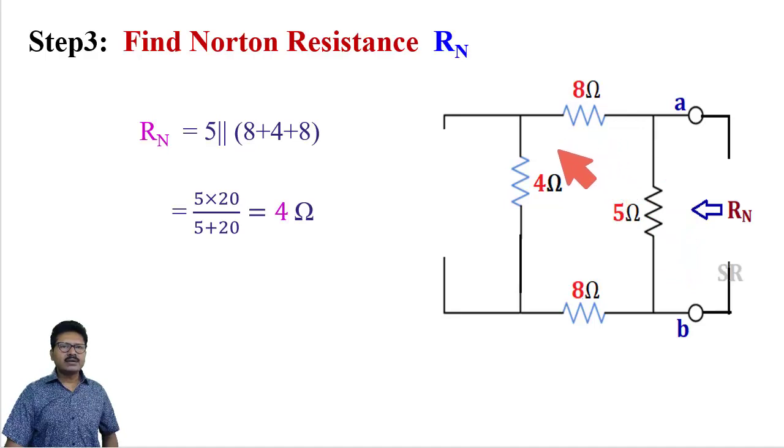These three, 8 ohm, 4 ohm and 8 ohm, are in series, and the equivalent of this series is in parallel with this 5 ohm. So ultimately the equivalent resistance Rn is equal to 5 in parallel with the summation of 8, 4 and 8. Ultimately we get Rn is 4 ohm.